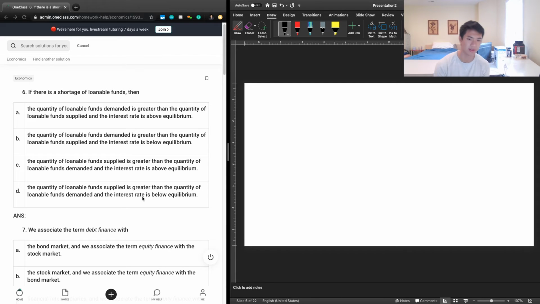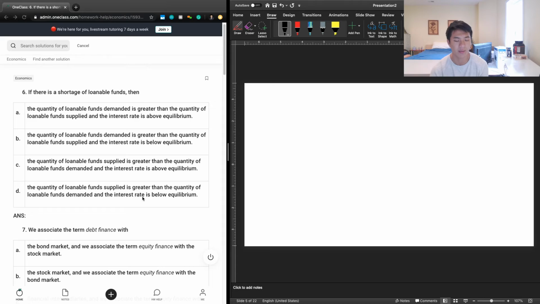Quantity demanded is greater than quantity supplied, and interest rate is below equilibrium. Quantity supplied is greater than quantity demanded, and interest rate is above equilibrium, and quantity supplied is greater than quantity demanded, and interest rate is below equilibrium. And so you might be like, hold up, what is going on here? I don't remember talking about loanable funds.